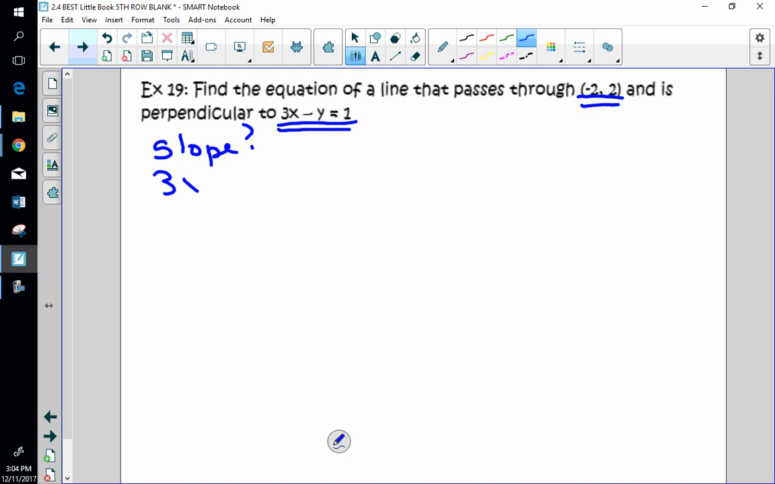So I'm going to recopy my 3x minus y equals 1. If you're going to solve for y, the first thing you would do is subtract 3x from both sides.